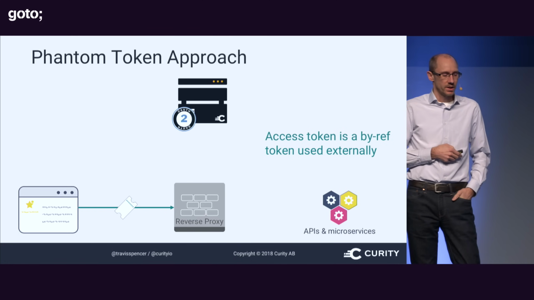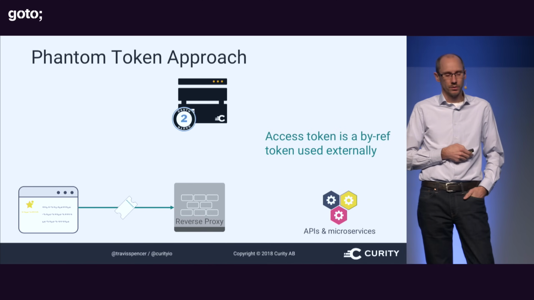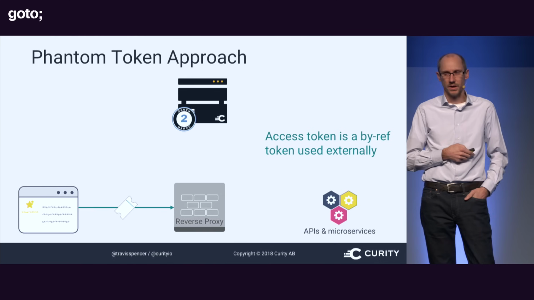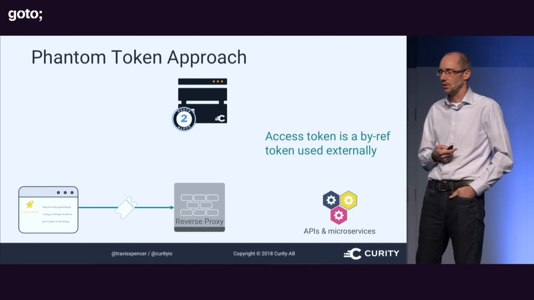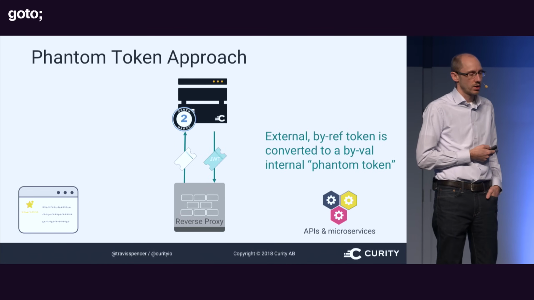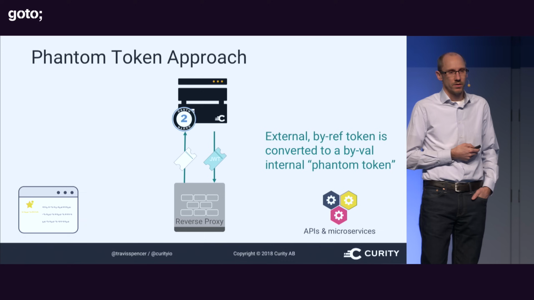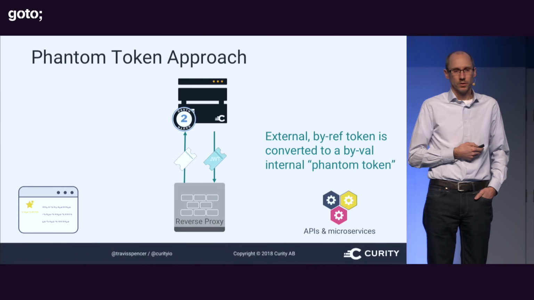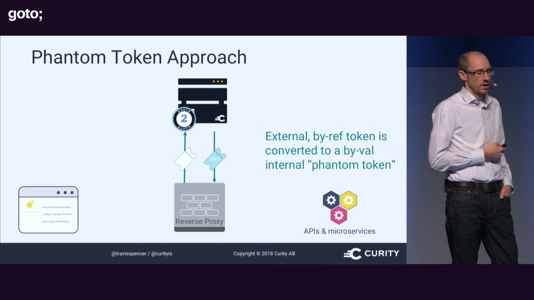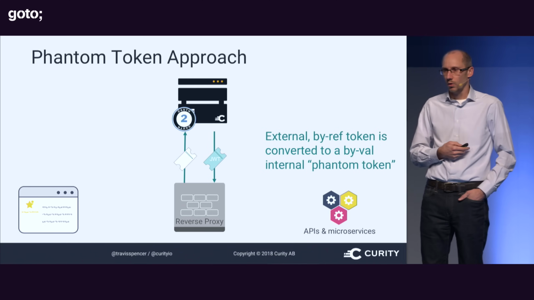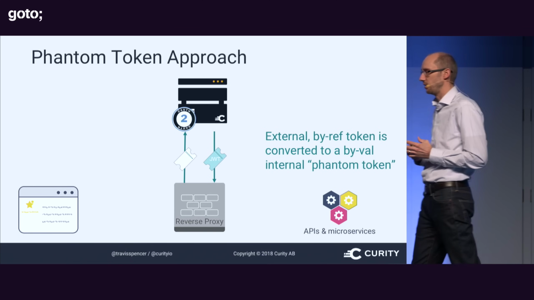network. So now we want to convert that reference token into a by value token. And the reverse proxy is in an ideal position to help us with this so that every microservice doesn't have to do it. So as we call into the reverse proxy, we can use introspection to actually switch that by reference token to a by value token. So through the introspection endpoint, we can issue a new token or change the representation to a new format, which is a by value format.